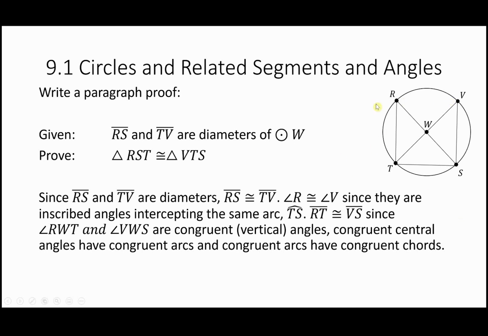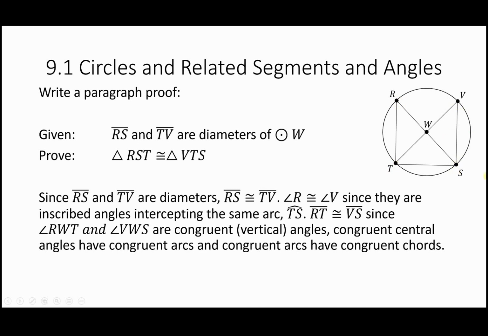angles RWT and VWS, they're both central angles, right? But also they're congruent angles because they're the result of these 2 diameters intersecting each other, yeah? Okay, so they're congruent vertical angles. Vertical angles are congruent. They're also central angles, and congruent central angles have congruent arcs, and congruent arcs have congruent chords. So basically we were like, these are congruent, which makes these congruent, which makes these congruent.